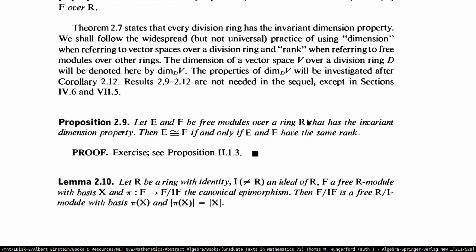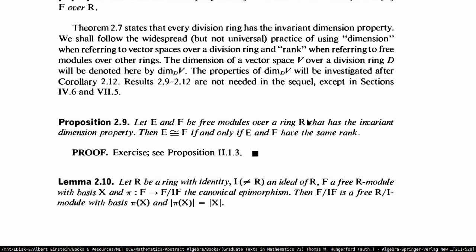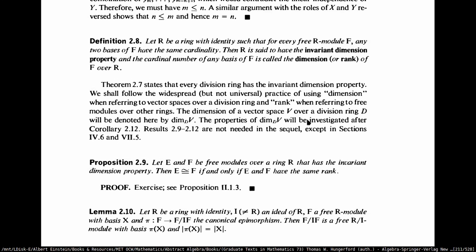And 4.6 is algebra. Sorry, that's modules over a PID. Right. So the last one, we will see that. Yeah. We're going to see everything. And that's about a page having to do with the invariant dimension property. Of groups? The definition is definition 2.8.